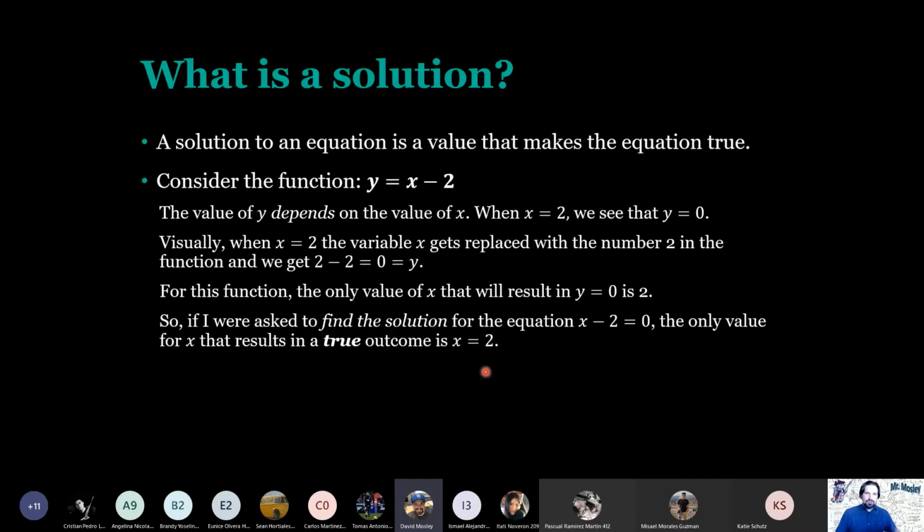So we're talking about a solution. We're finding the value that makes the equation true. When we're talking about lines and linear functions or linear equations, there's only going to be one solution. There will be only one value that makes that equation true.